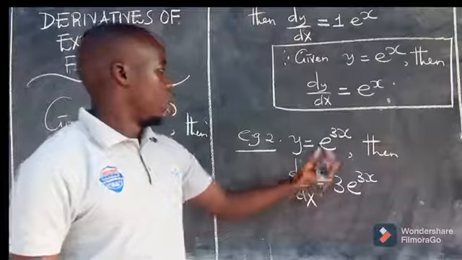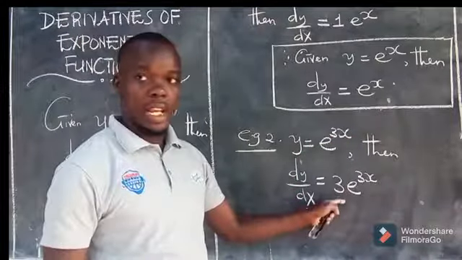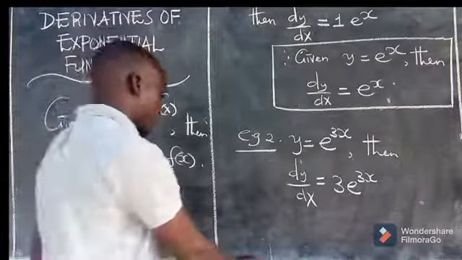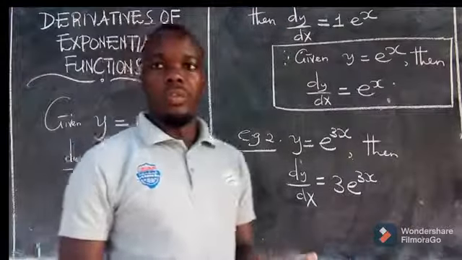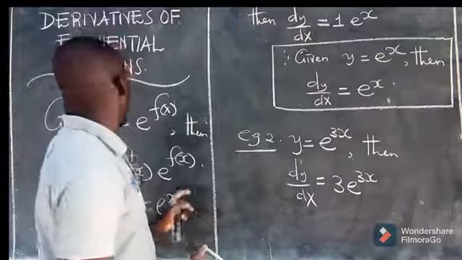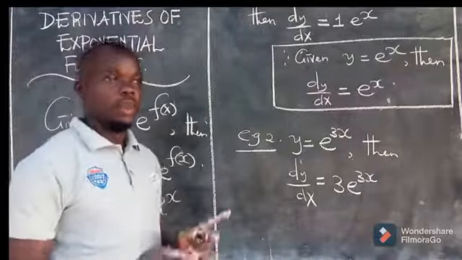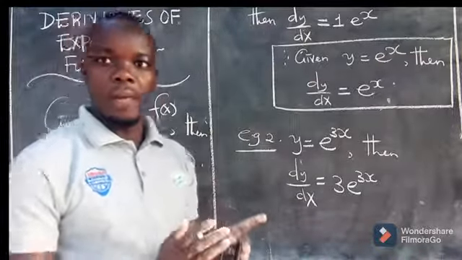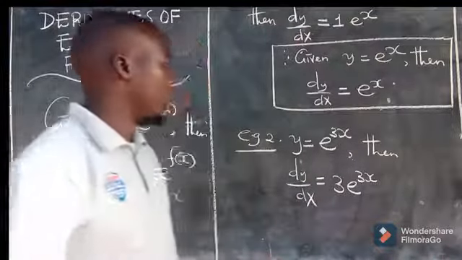What have I done? I have differentiated the power, then multiplied that derivative by the same function. So that clearly tells us that the concept of differentiating exponential functions of the form y equals e of f of x is that you simply differentiate the power, then multiply the derivative you've obtained by the original function you had. That is what you need to know.